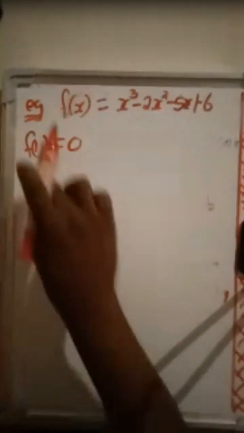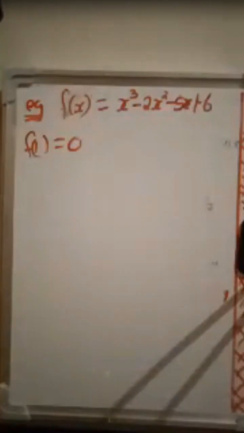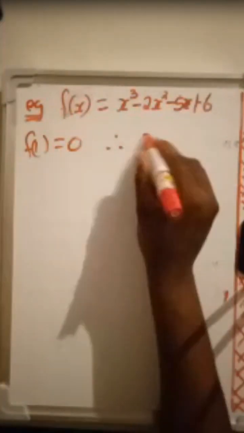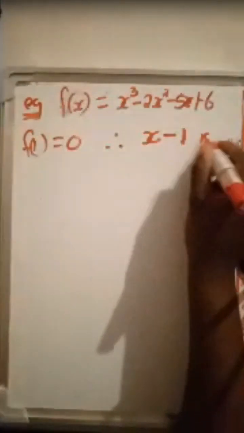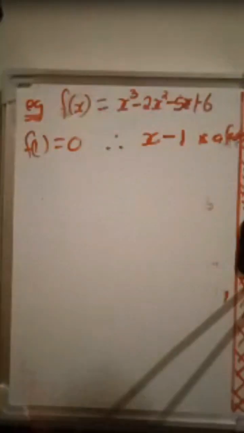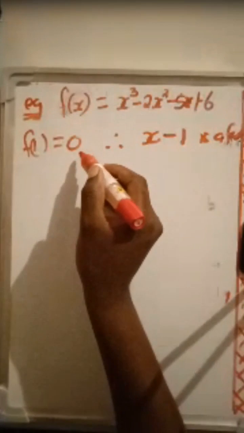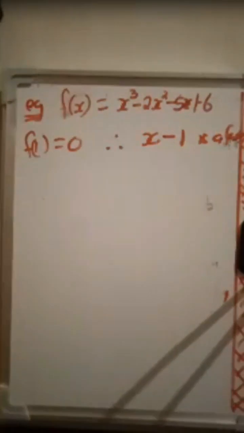Yes. So what does it mean? What do we have in place of negative b over a? We have 1, which is positive 1. Therefore, when you're taking it to the expression, it has to be minus 1. So x minus 1 is a factor, because f of 1 gives us 0.